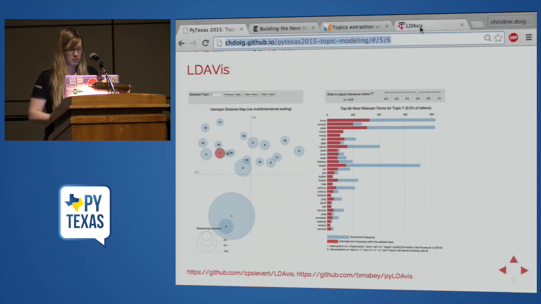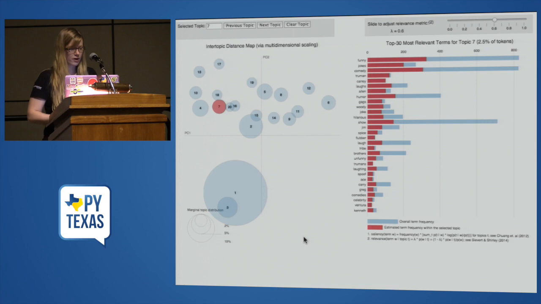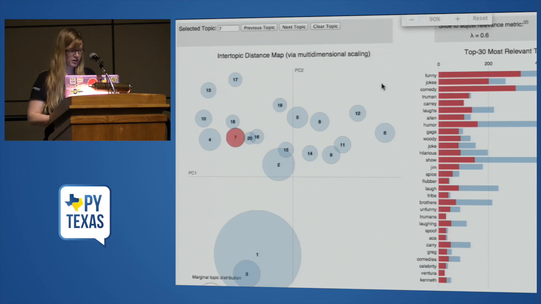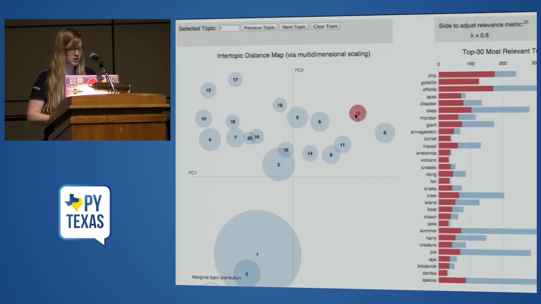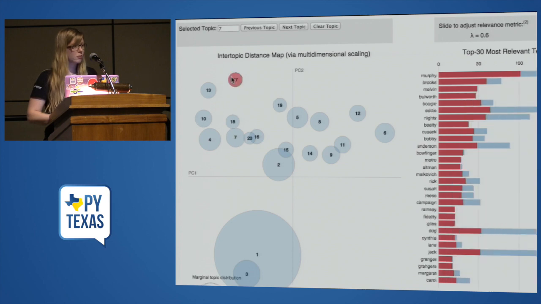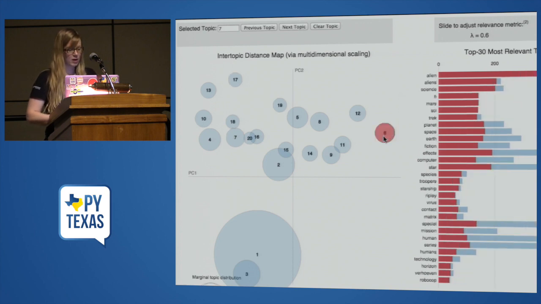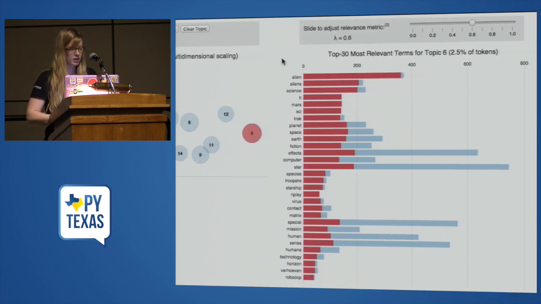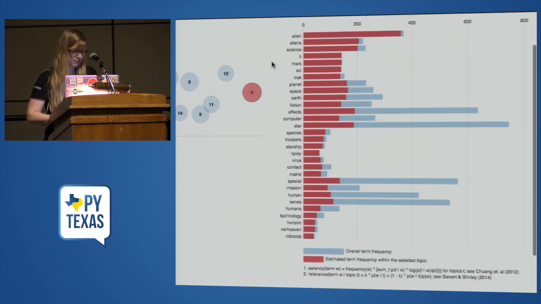And here's an example of movie reviews. I don't know if you can see it very well, but it's an interactive visualization where each of these circles is a group, a topic, and when I click on one, I get the top most relevant terms for that topic and their distribution. So I know now that topic 6 is about sci-fi, aliens, Mars, planet, space, Earth.